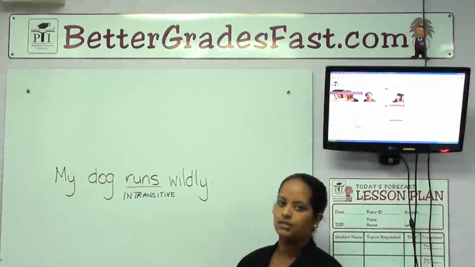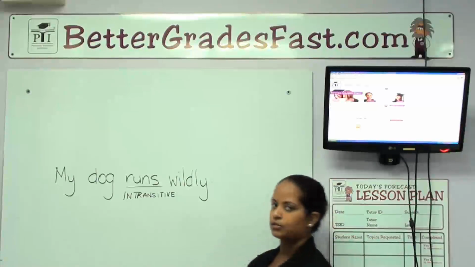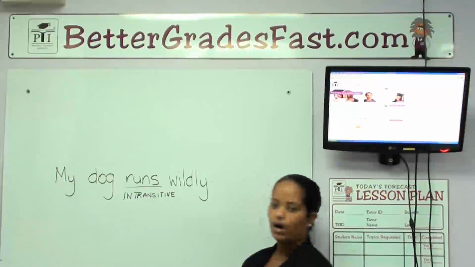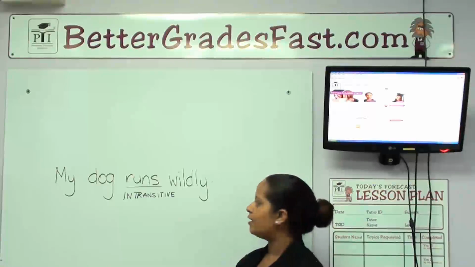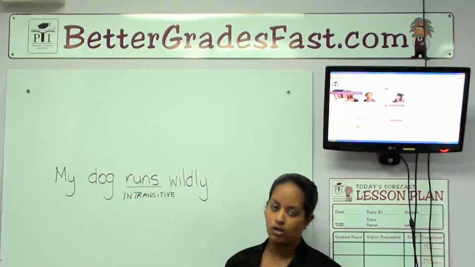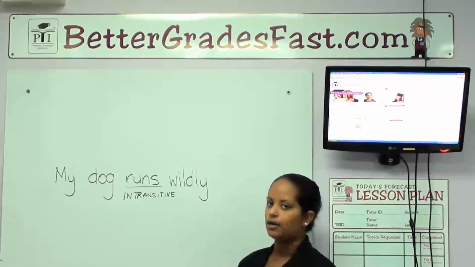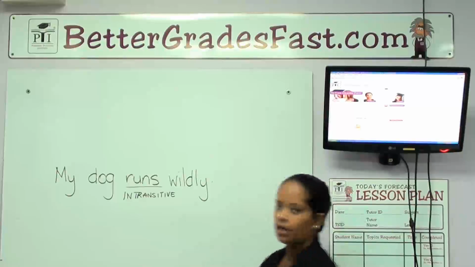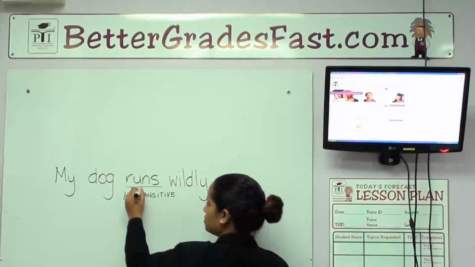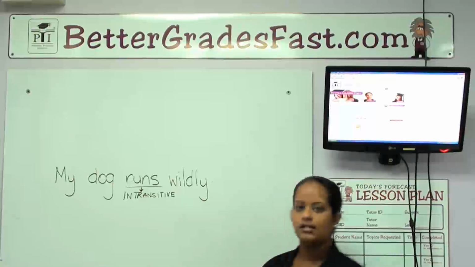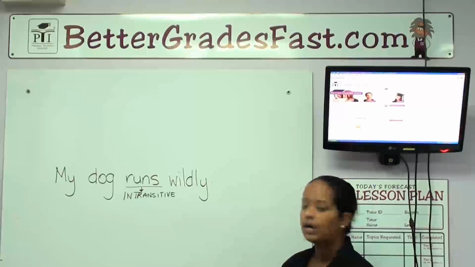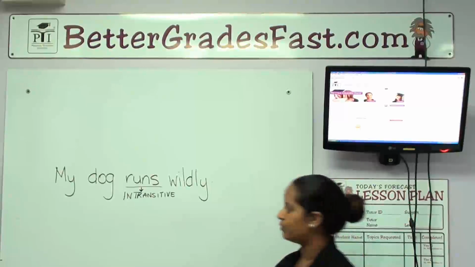Wildly in this sentence is not a direct object, meaning if you ask who or what, you get no answer. In this case, if you ask how, you will get an answer, but not who or what. That makes runs in this sentence intransitive. Let's look at another example.